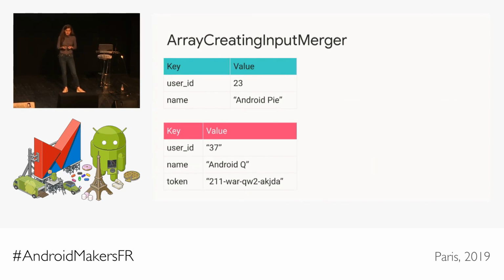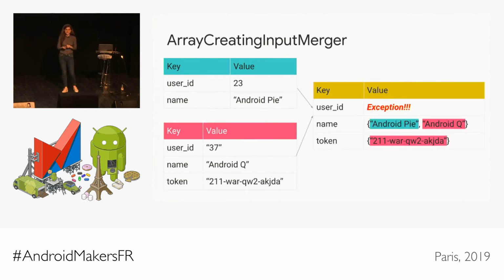Okay, what happens if we change the user ID type? Instead of int, we have a string. We'll get an exception, because in this moment we try to create an array of ints and strings. So we have pollution. So this thing is not possible.